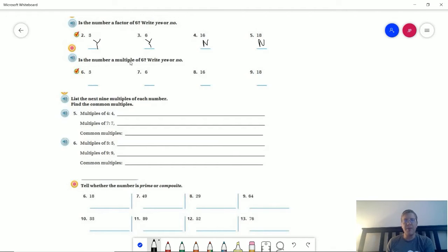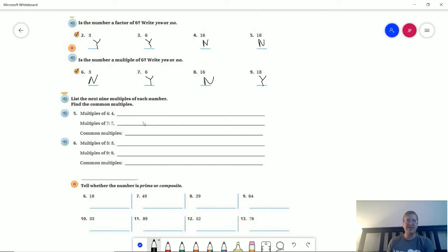So now we're going to talk about multiples. Would 3 be a multiple of 6? Can I count by 6 to get to 3? The answer is no. Can I count by 6 to get to 6? Yes, I can do that one time. So 6 is both going to be a factor of 6 and the first multiple of 6. 16 is not a multiple of 6, but 18 is.